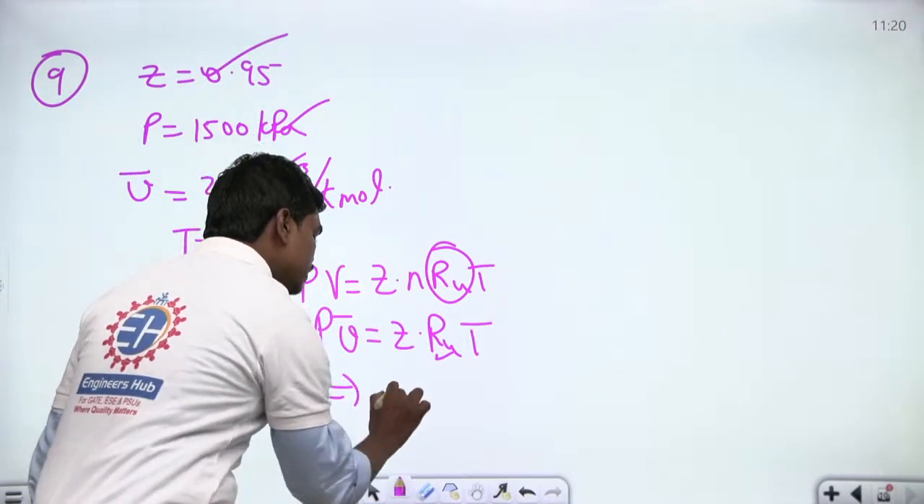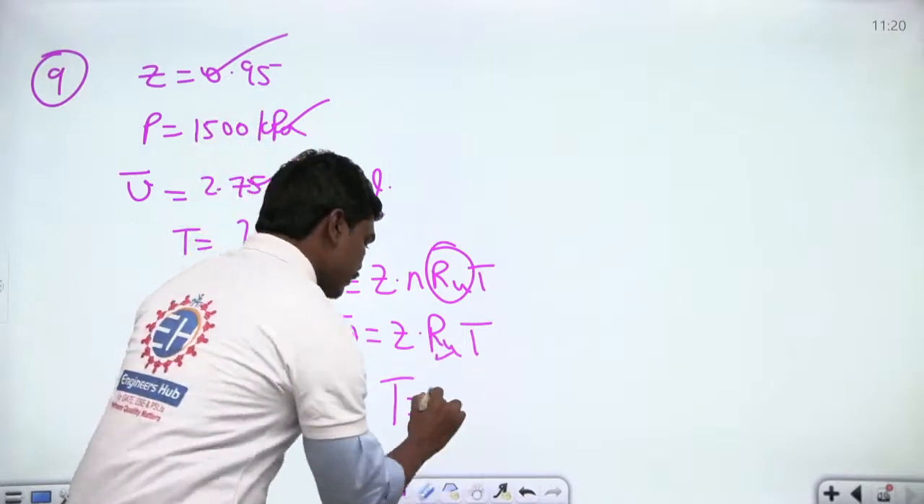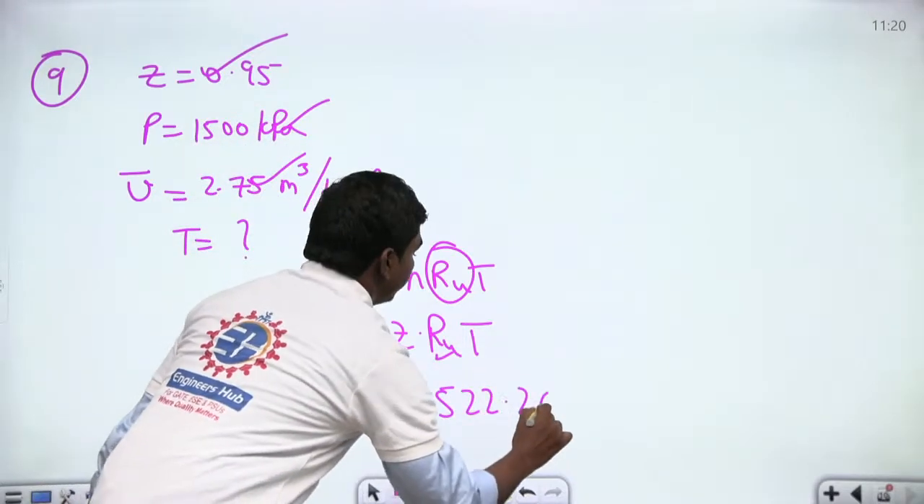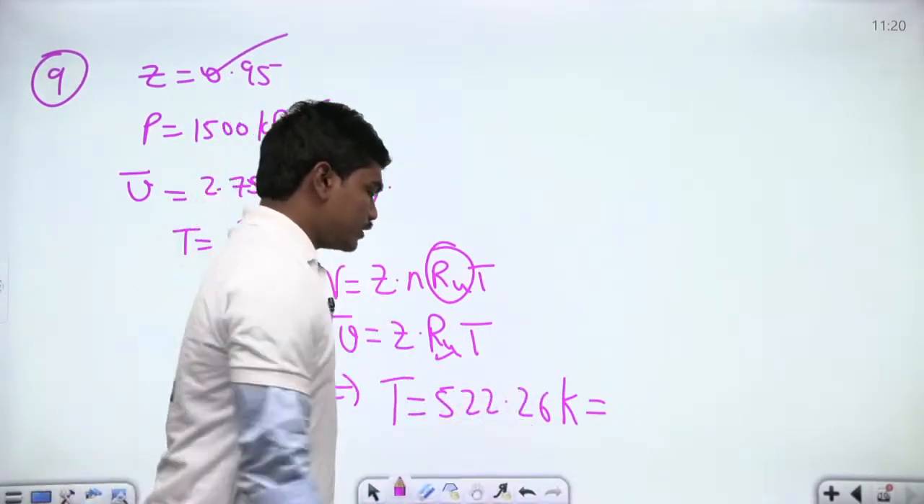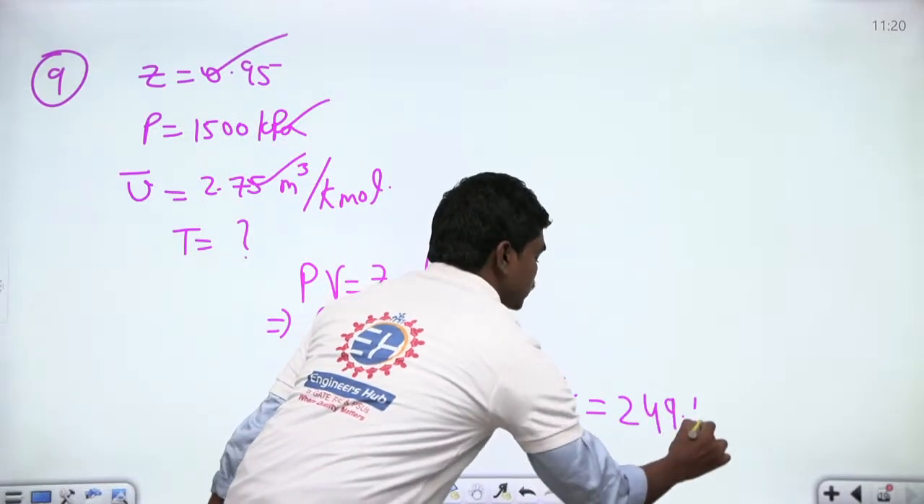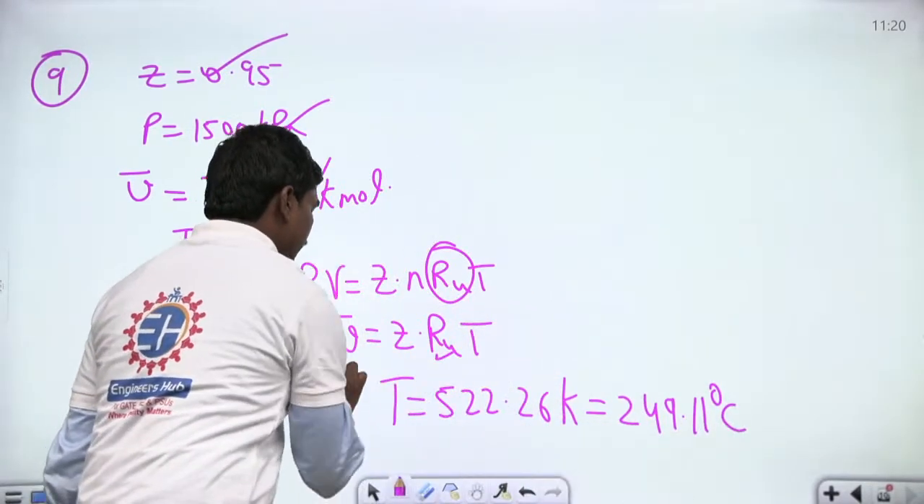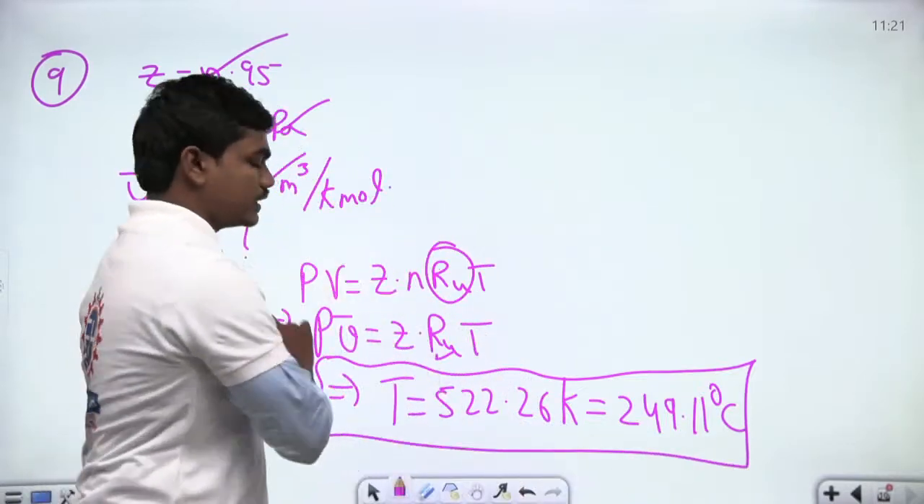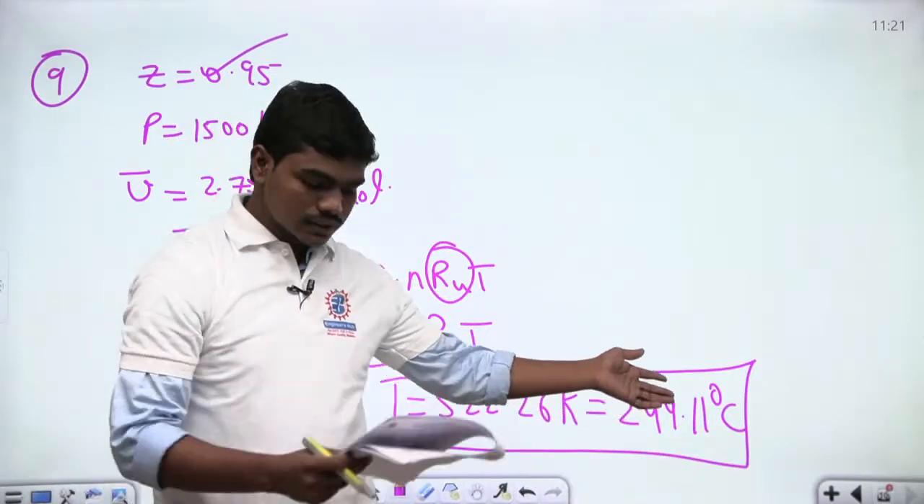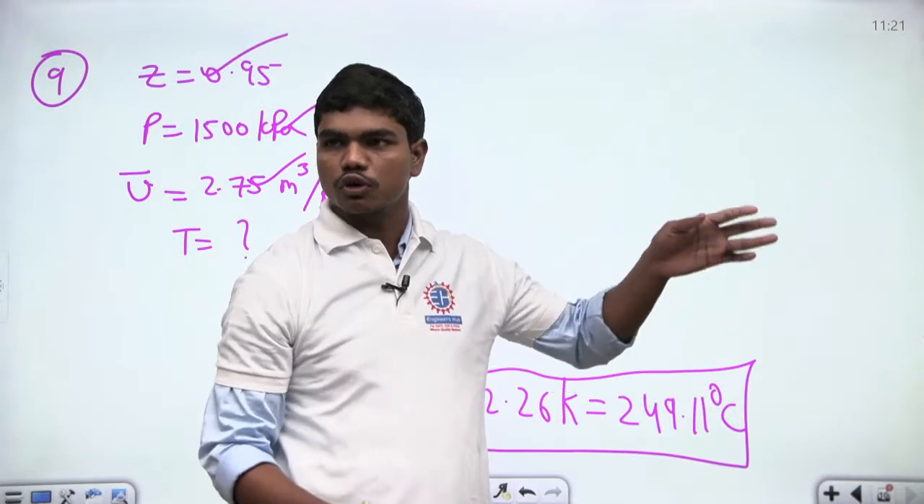So if you substitute all these things, your answer for temperature should be something like 522.26 Kelvin, which is also equivalent to something around 249.11 degrees Celsius. So this is the final temperature that you have for this question. If you enter something around 249 or 250, that could give you a correct answer. Fine. Next, let's go for the next question.